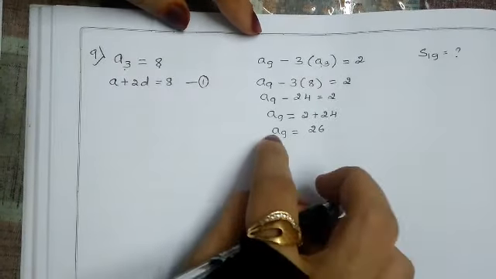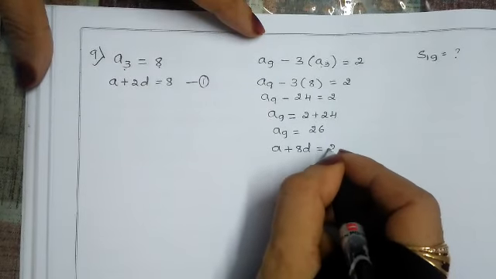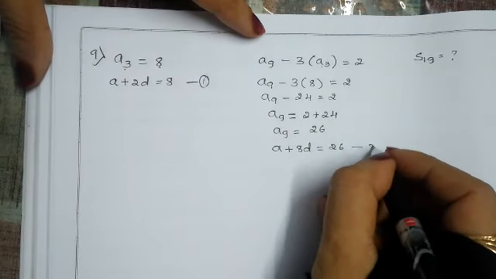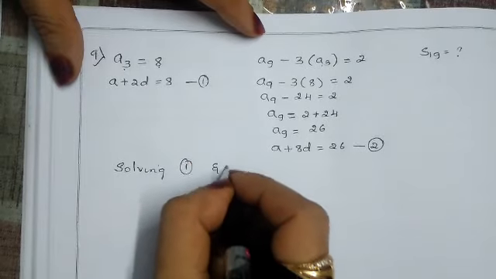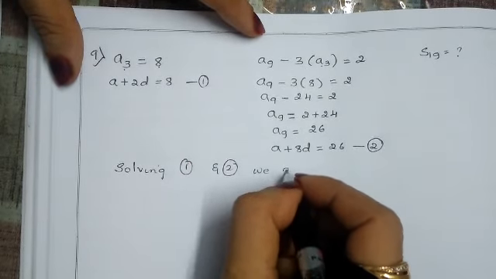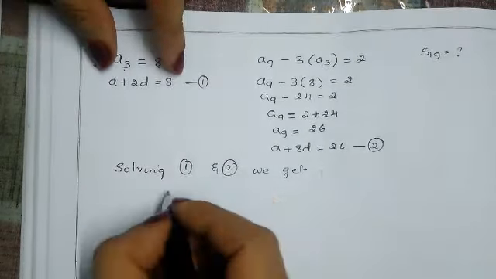Now we know that A9 is nothing but a plus 8d. a plus 8d is equal to 26. Let us write this as equation 2. Now solving 1 and 2 we get. Let us solve this. a plus 2d is equal to 8, a plus 8d is equal to 26. This is equation 1 and 2.